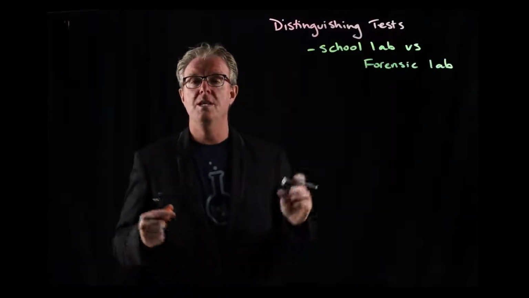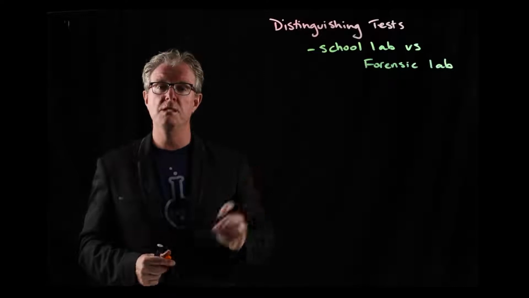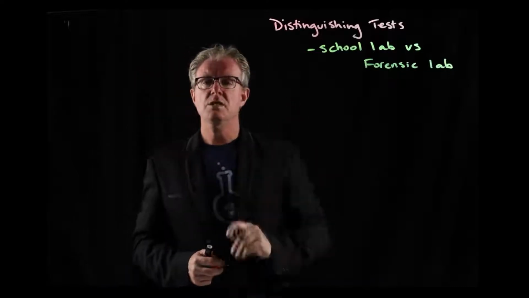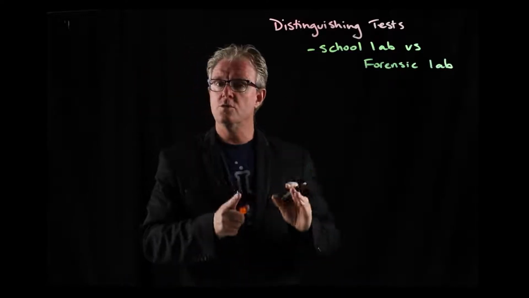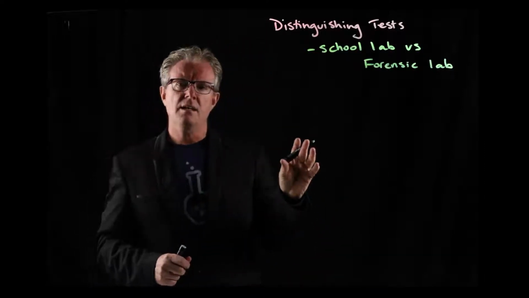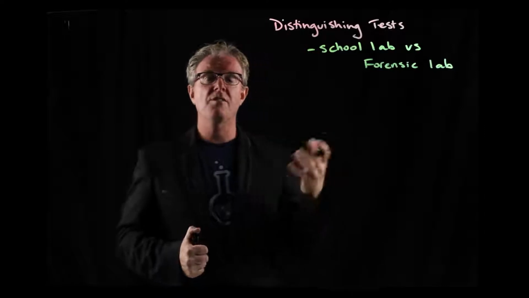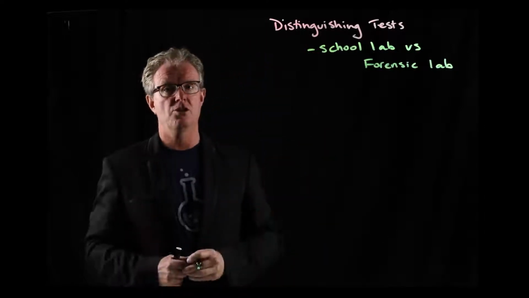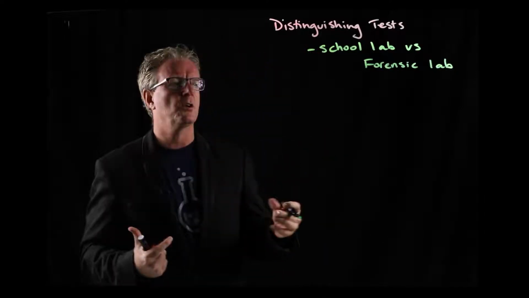Welcome to the next video in this series on forensic chemistry, and in this particular video we're going to be looking at distinguishing tests, those that are done at school versus those that are done in the forensic lab. Now basically at the school level a lot of our tests are destructive in nature. They're wet lab methods, okay?